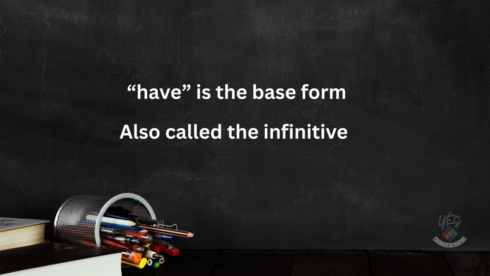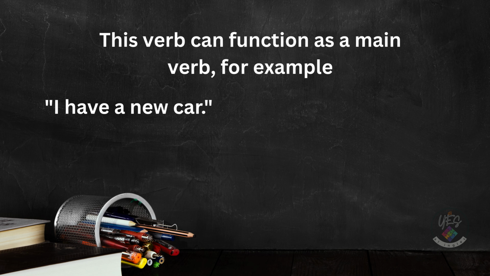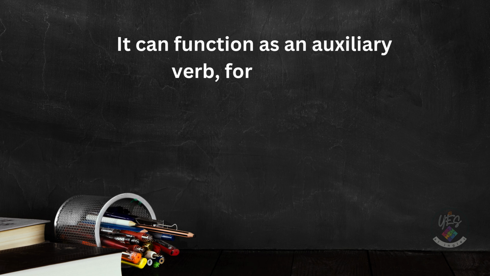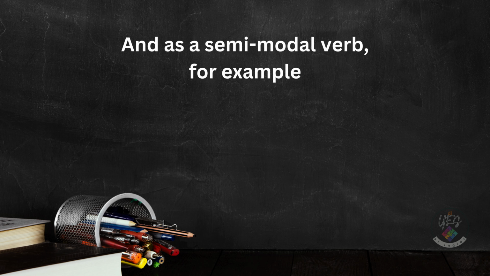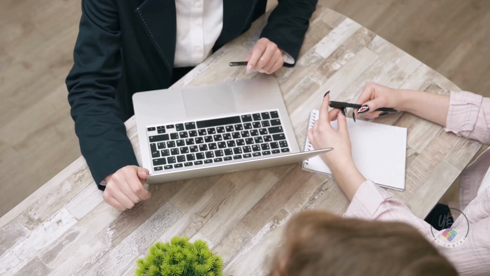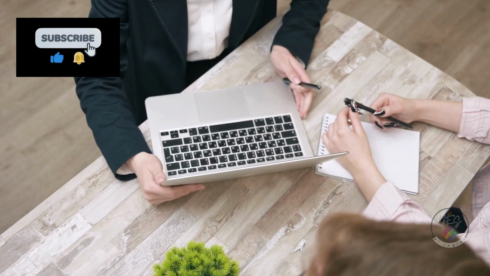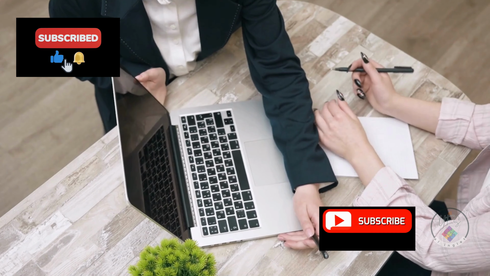Have is the base form, also called the infinitive. This verb can function as a main verb. For example, I have a new car. It can function as an auxiliary verb. For example, I have been studying, and as a semi-modal verb. For example, have to. We will go over them later in the video because there is much to discuss. This video will be a bit long, but it will be worth it.